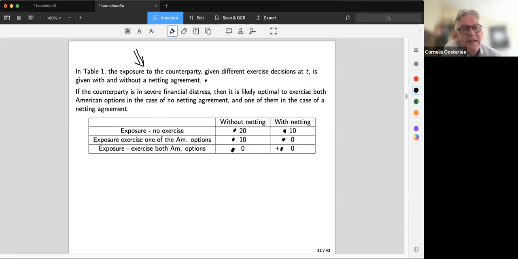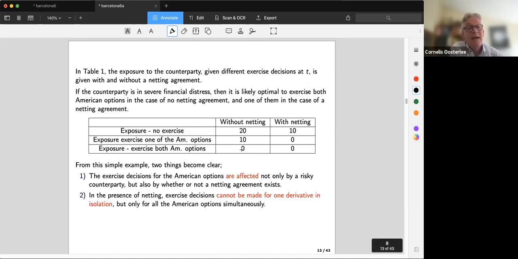So when the counterparty is in severe financial distress, it's likely to exercise both American options if there is no netting. And one of them in the case of a netting agreement, right? Because then you get rid of your exposure, and here you also get rid of your exposure. Now, this is a very simple example, but we see two things quite clearly. First of all, the exercise decisions for these American options are affected not only by the risky counterparty, but also by whether or not we have a netting agreement. And with netting is different than without netting.